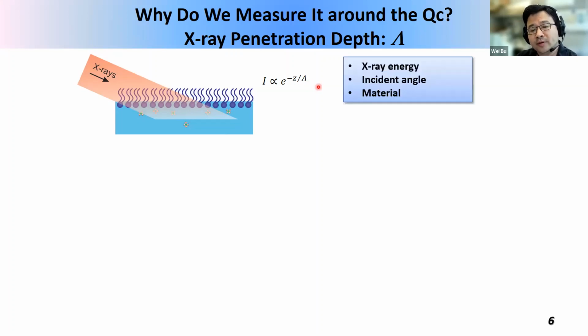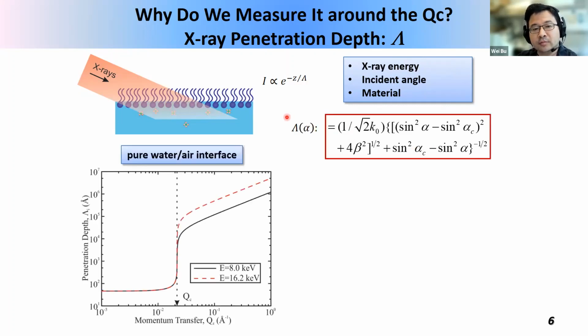It's determined by three factors: X-ray energy. Of course, X-rays with high energy will penetrate deeper. Incident angle. X-rays with a high incident angle will penetrate deeper. And also material. X-rays can penetrate deeper into light material compared to heavy material. And we do have a full equation for the penetration depth. It's a little bit complicated.